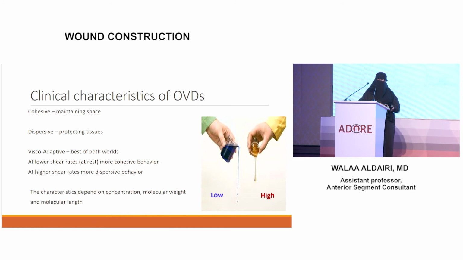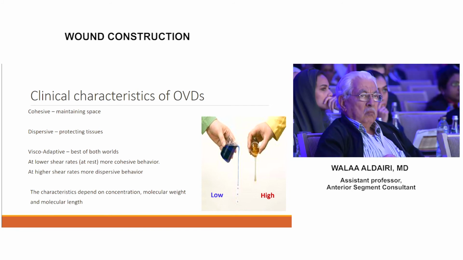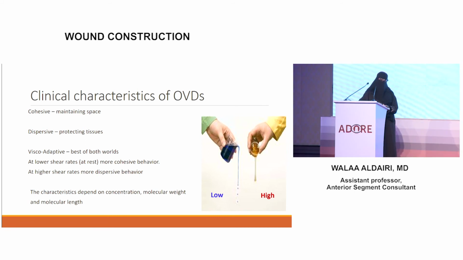So we apply this in OVD. The cohesive, they maintain space. They have high surface tension, and the dispersive, they are better for protecting tissue because they spread and have low surface tension. Viscoadaptive, they have the best of both types. At a lower pressure, they have cohesive behavior, and at a high pressure, they have a dispersive behavior. So the characteristic of any OVD depends on the concentration of the material, the molecular weight, and the molecular length.